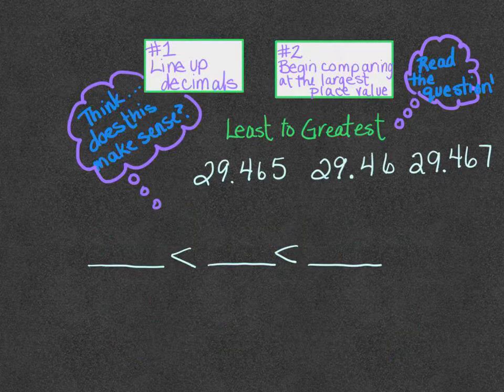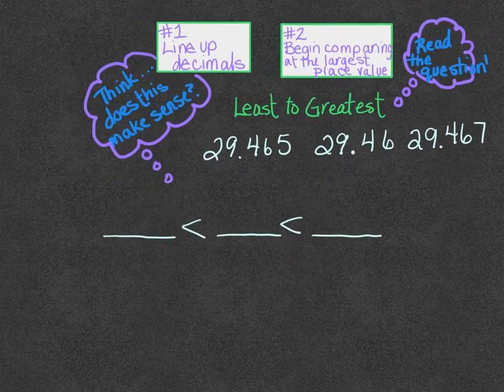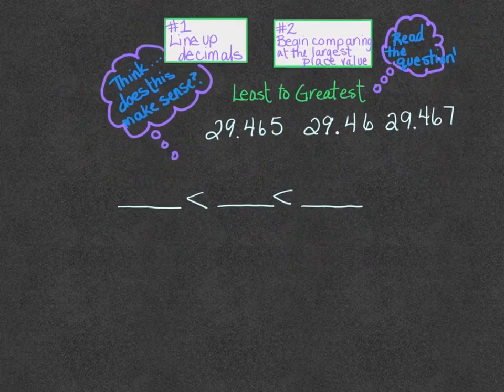Let's move on. So the first thing we need to do, just like before, is line up the decimals. And then the second is to begin comparing at the largest place value. So this is very much like what we did yesterday. Very, very similar. So I'm just going to move this, make it a little bit smaller.